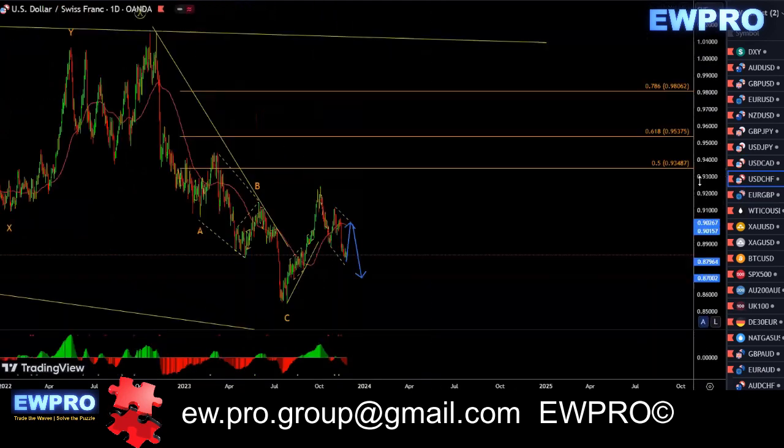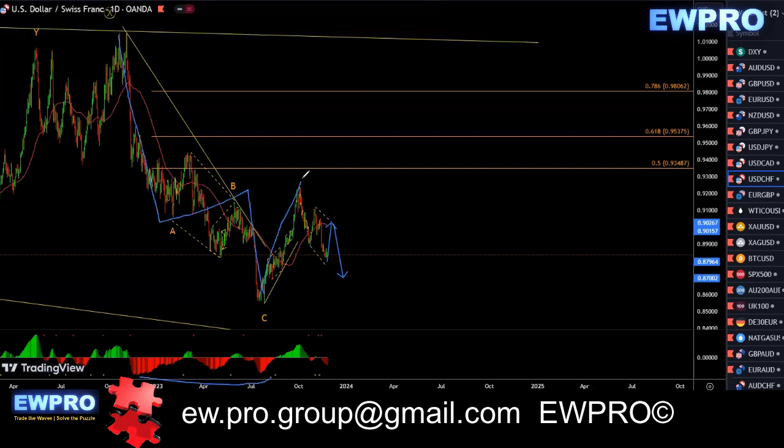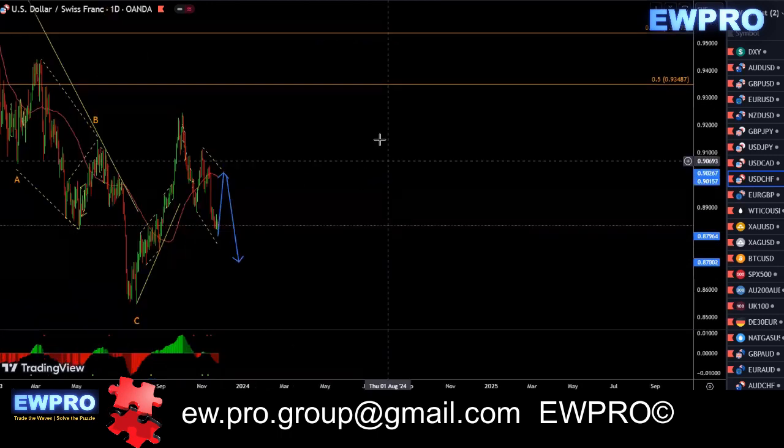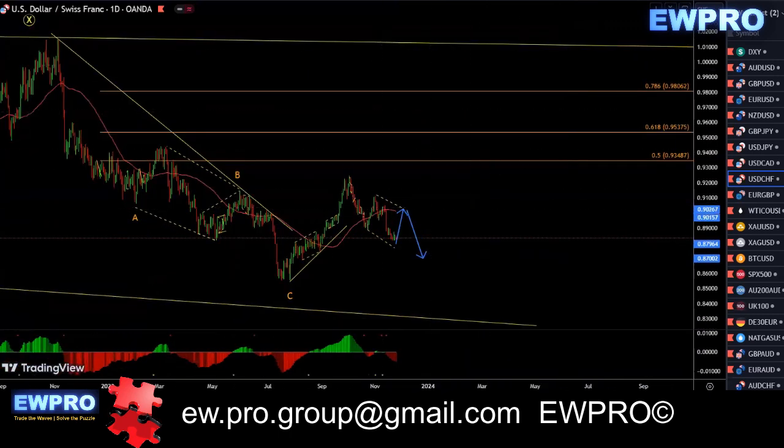The Swissy on the daily, nothing's changed on this. We got the 3 down with bullish divergence, nice impulse up, and if I just scroll out a bit so you can see a bit easier what sort of correction I'm looking at. I'm looking at some sort of an A, B, C after this impulse, and then we start to look for buys again.